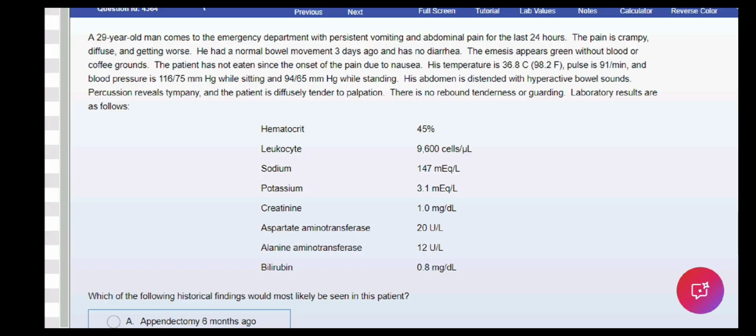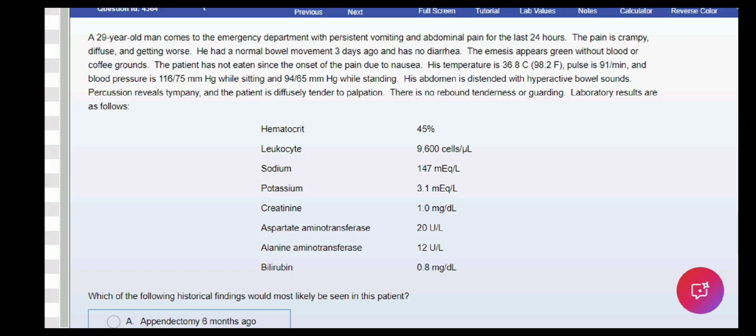Okay, so we have a 29-year-old man who comes to the emergency department with persistent vomiting and abdominal pain for the last 24 hours. The pain is crampy, diffuse, and getting worse. He had a normal bowel movement 3 days ago and has no diarrhea. The emesis appears green without blood or coffee grounds. No blood or coffee grounds, so no bleeding. So we just have vomiting and abdominal pain.